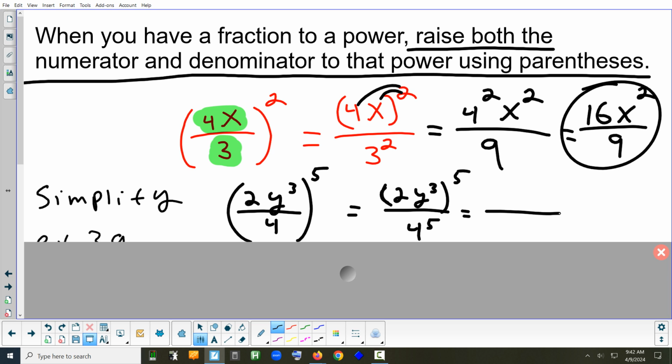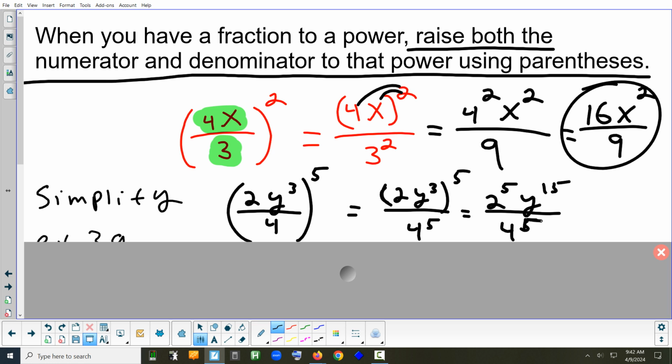But now, how would I write the next step, kind of like we did right here? How am I going to apply this power of 5? 2 to the power of 5. And now be careful with the next part. It's y cubed to the power of 5. Isn't it y to the power of 15? Yes. Y cubed to the 5th power is y to the 15th. And then the bottom is 4 to the 5th.